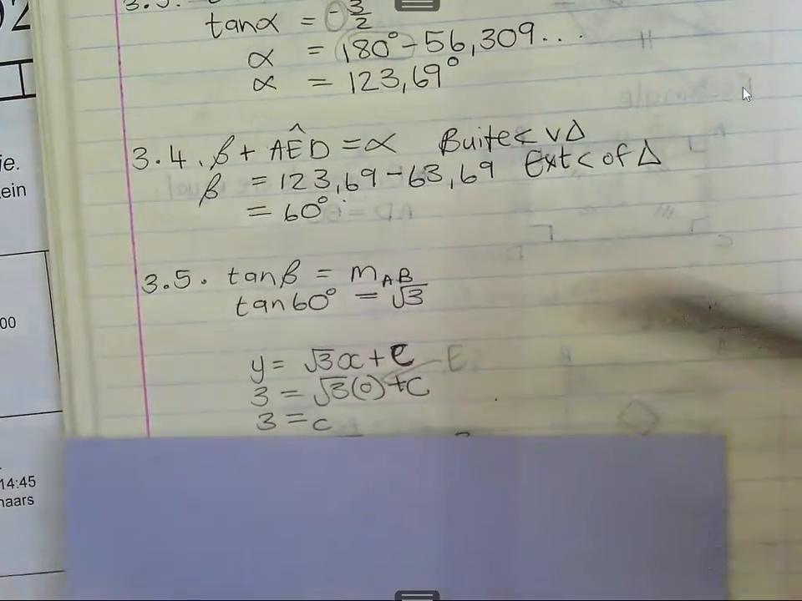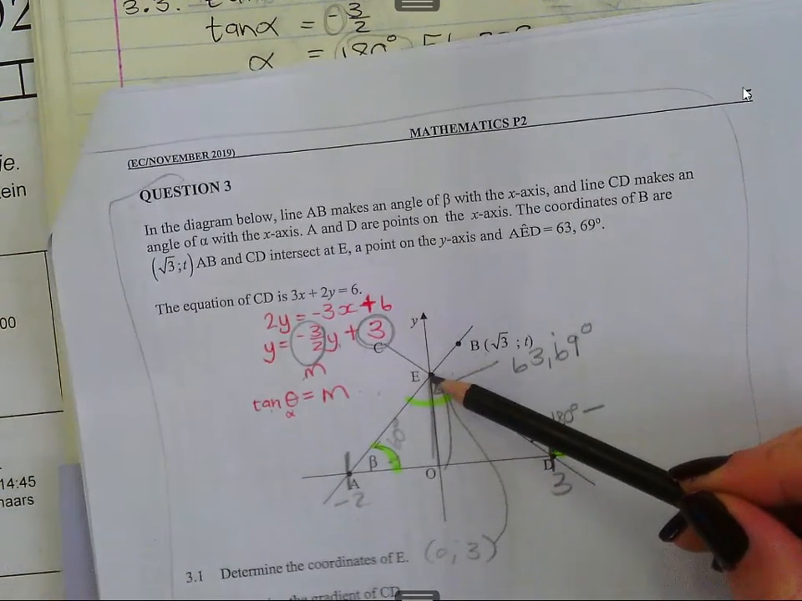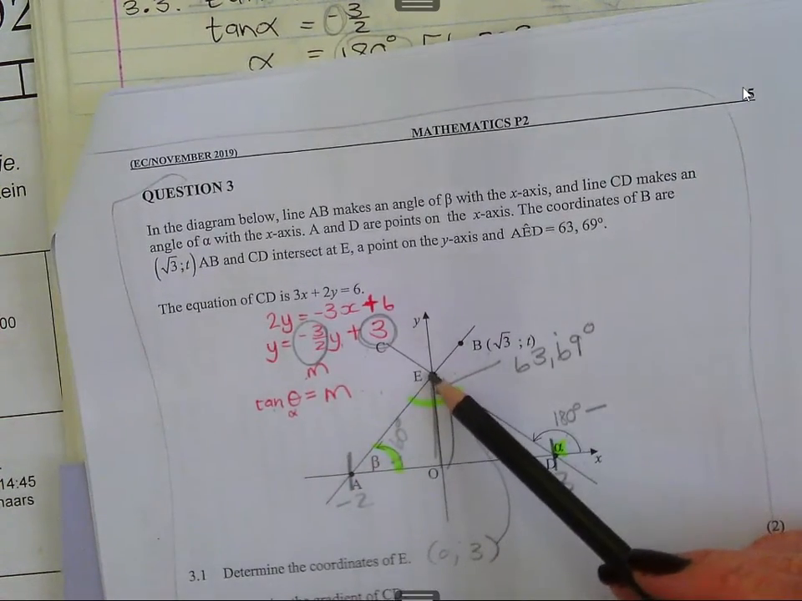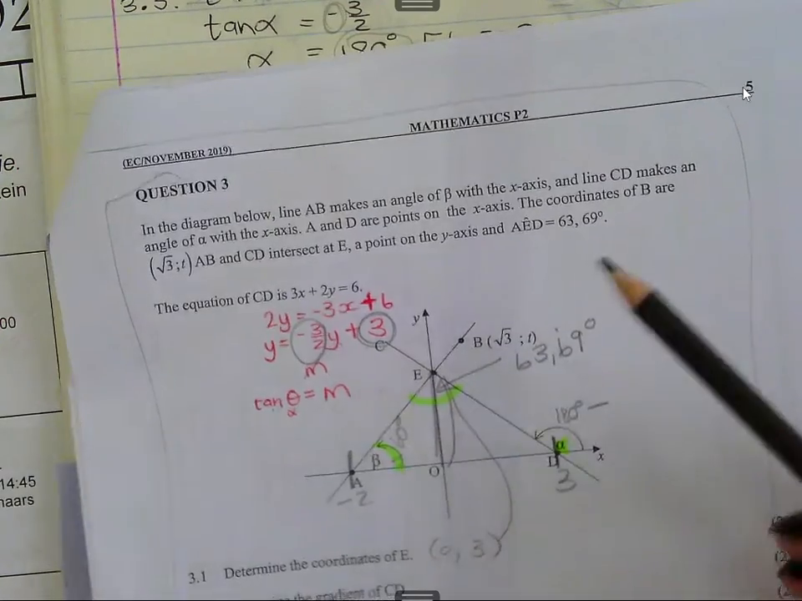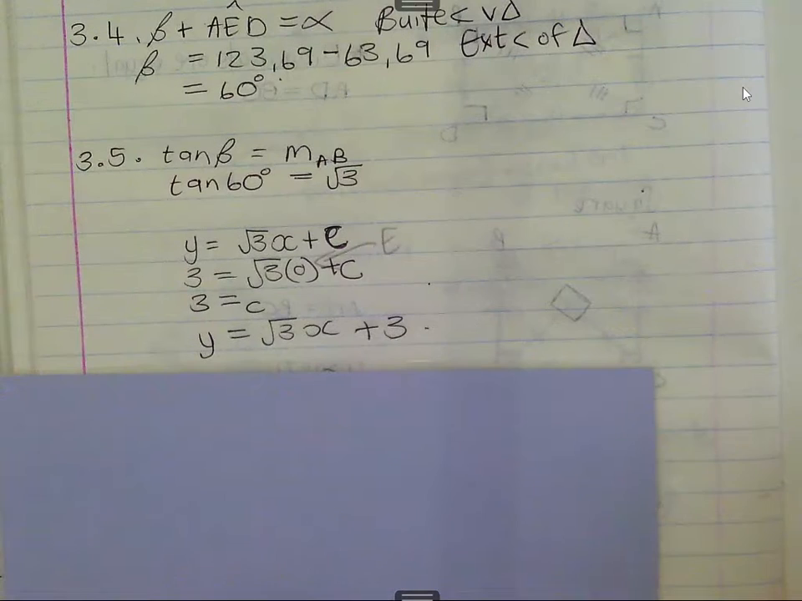But you could also have just read it from your graph. So you can do it algebraically like we did there, or you can do it graphically. Remember we said C is the y-intercept of the straight line. And there is the y-intercept of the straight line. So you could have just taken it from the graph. Then your equation is y equals root 3 x plus 3.